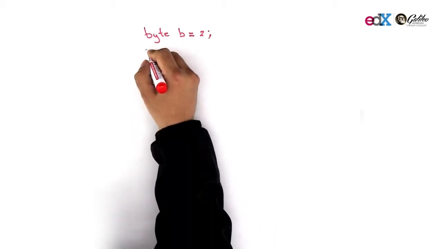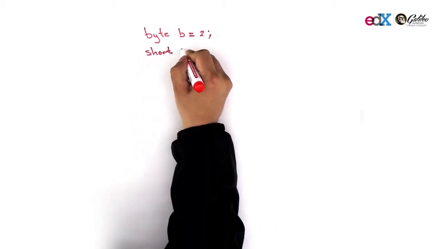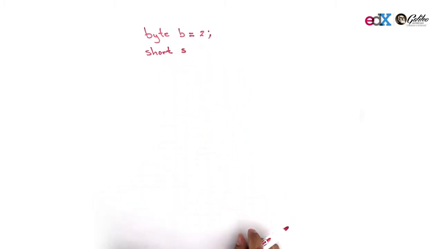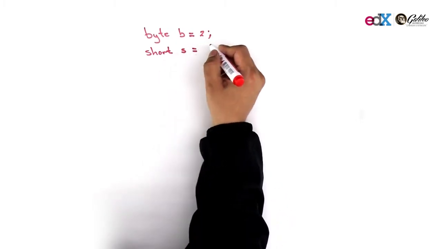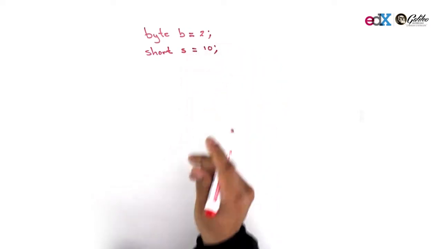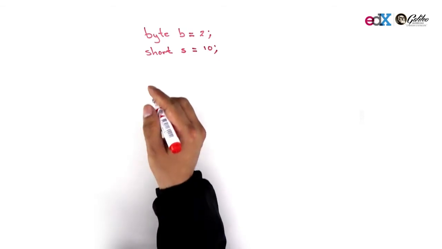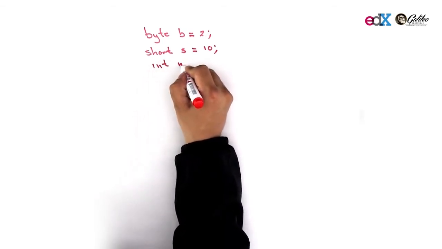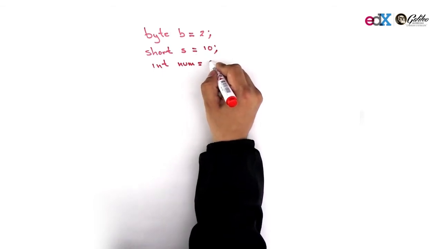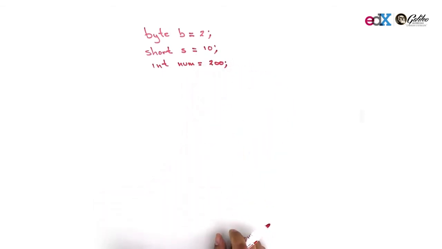The next one is short. The variable is s equals to maybe 10. In this one, int equals to 100. Short is 16-bit integer. And int is 32-bit integer. They have positive and negative values.